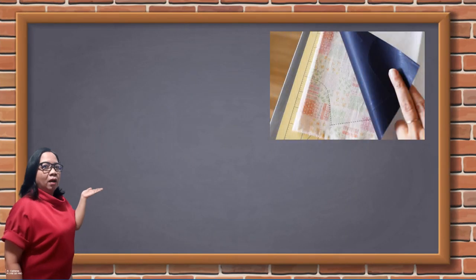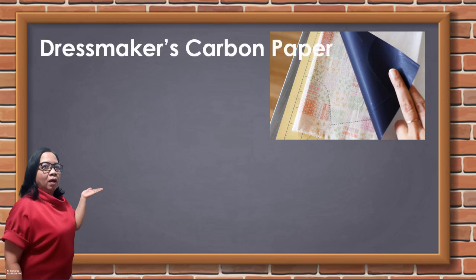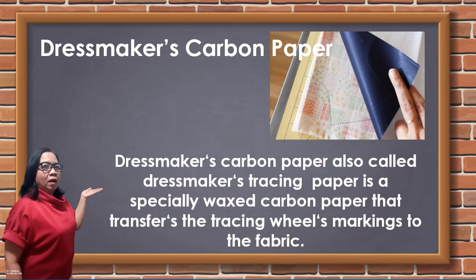How about this? Are you familiar with this? You're correct. This is what we call dressmakers carbon paper. Dressmakers carbon paper, also called dressmakers tracing paper, is specially waxed carbon paper that transfers the tracing wheel's markings to the fabric.